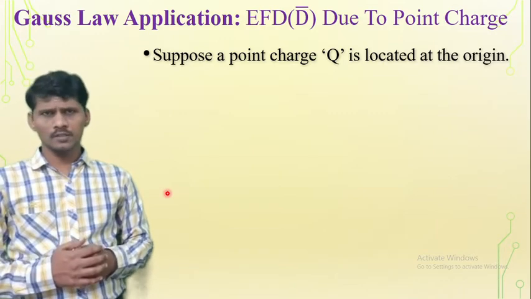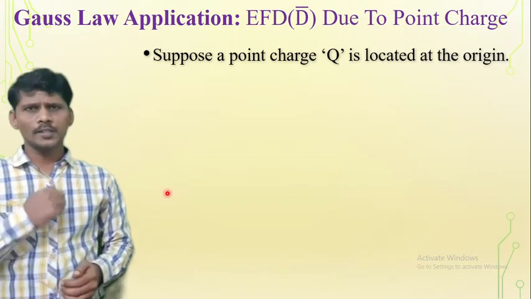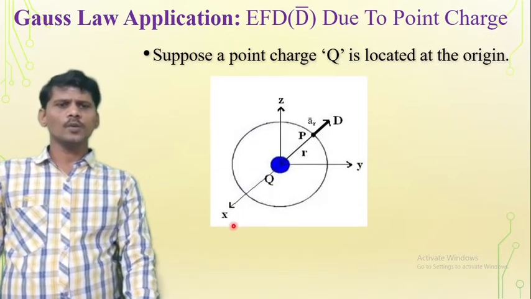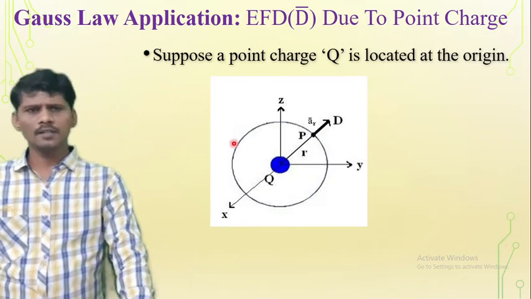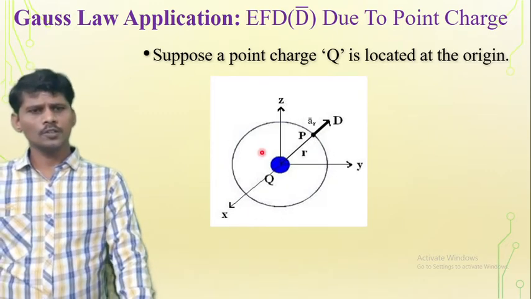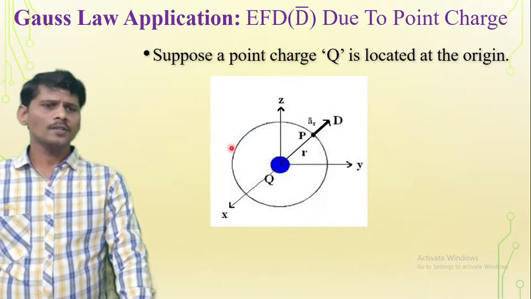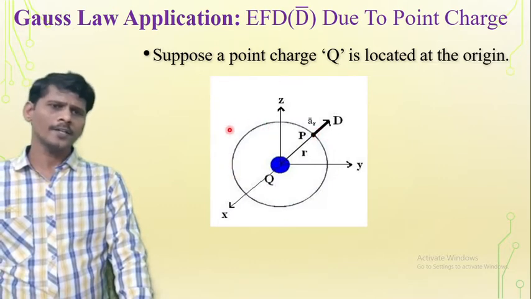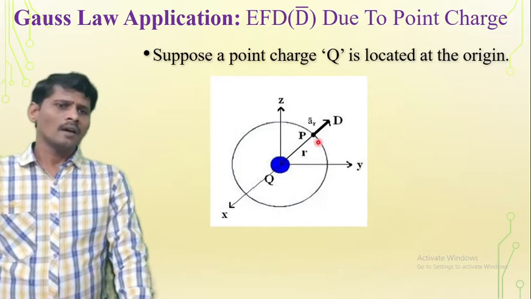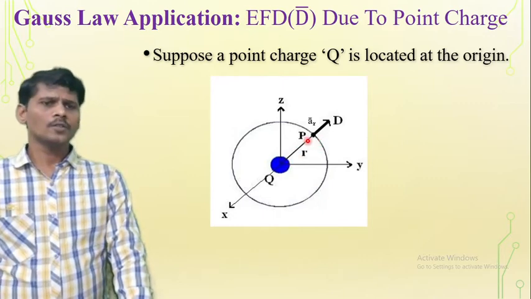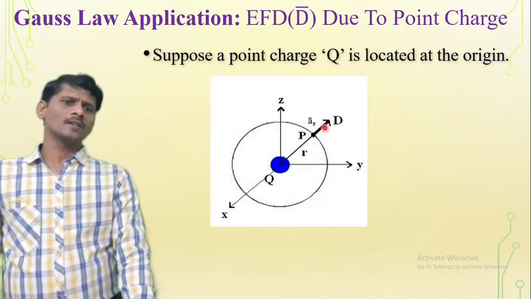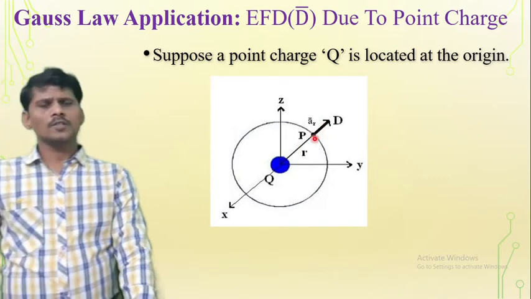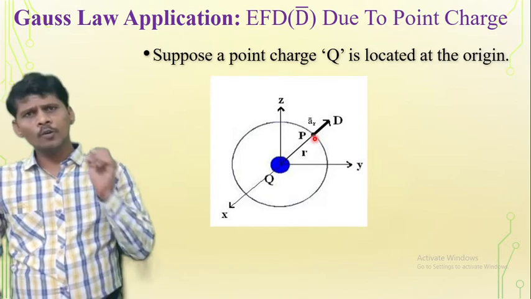the point charge. Electric flux density due to point charge application. Suppose a point charge Q is located at the origin. Consider the sphere around the charge Q. At any point on the sphere, consider point P. Point P is considered at any point on the sphere. Draw the line from origin to the point P along this direction. The direction of the electric flux density is always moving radially outward direction.